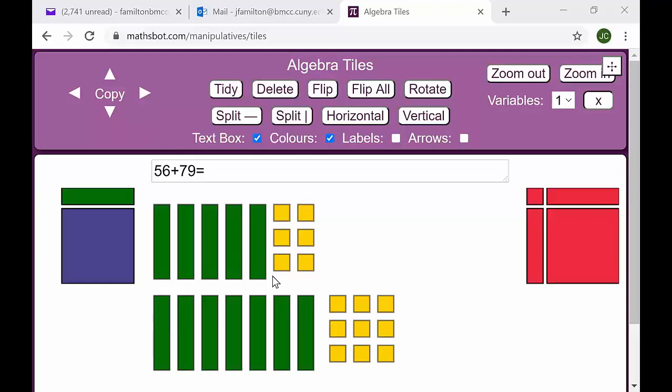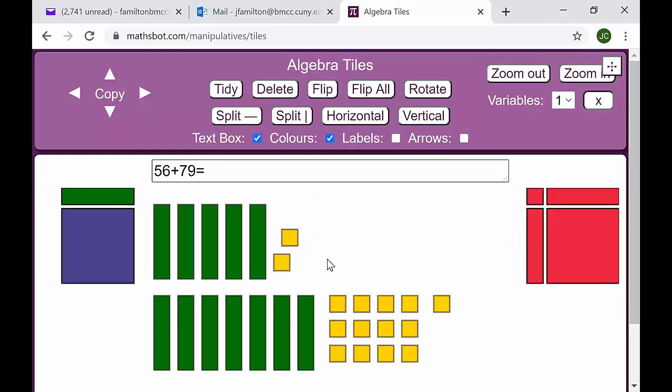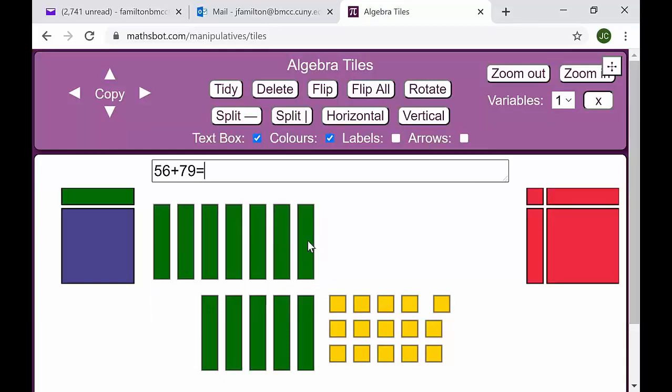Now what I'm going to do is combine these two, because that's what addition is about. So here I'll put the units here, because I'm adding them up, and then I'll put the rods up here, because again, I'm adding them up.